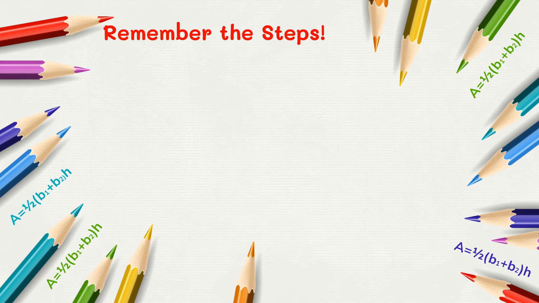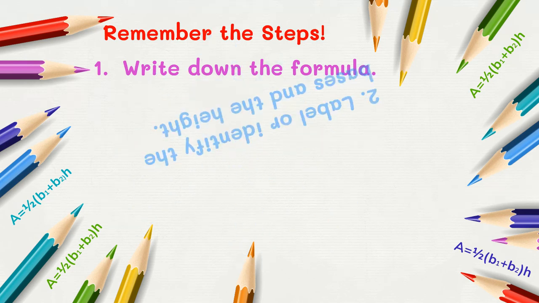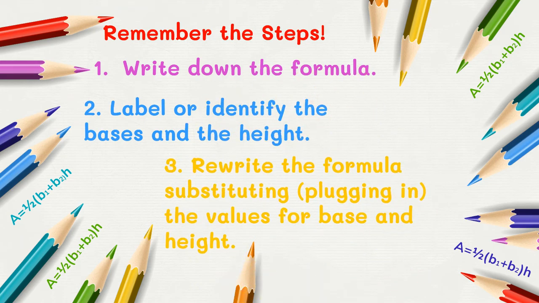Just as a reminder, what are the steps that we're taking? Well, first, write down the formula. If you don't write it down, it's really easy to forget steps. If you miss a step, you'll probably get the area incorrect. So step 2, label or identify the bases and the height. So 2 bases and the height. Got to label those. So rewrite that formula, substituting or plugging in the values for those bases and the height. Last step, solve the equation, right? Just like we did on the previous slide.